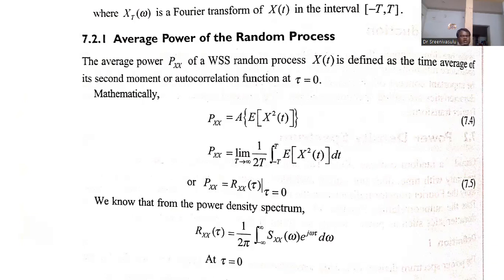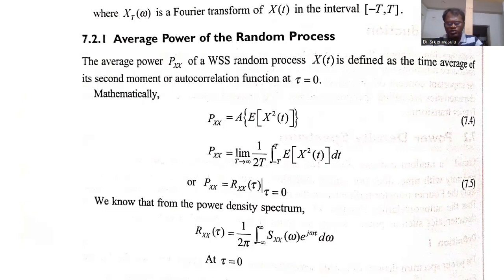So what is the average? Generally, average value means 1 by T integral 0 to T. Here it is minus T to plus T, 1 by 2T, limit T tends to infinity, dt. Or if you want to calculate in an alternate way, this Pxx is equal to Rxx of tau. Already we know the formula from the properties of autocorrelation. Whenever Rxx of tau is replaced with tau equal to 0, it is nothing but Pxx.